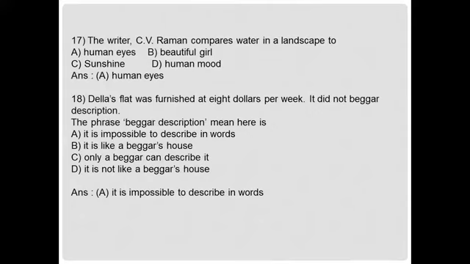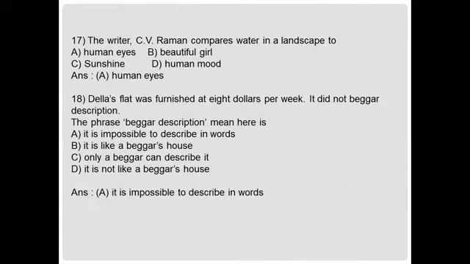Next, the writer C.V. Raman compares water in a landscape to A. Human eyes, B. Beautiful girl, C. Sunshine, or D. Human mood. The answer is option A. Human eyes.